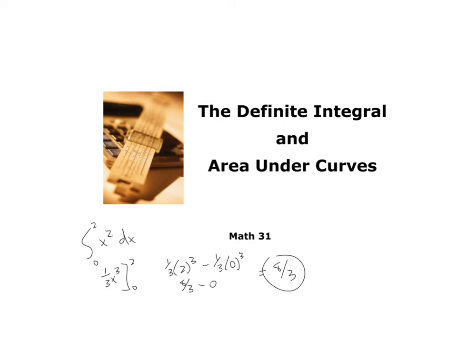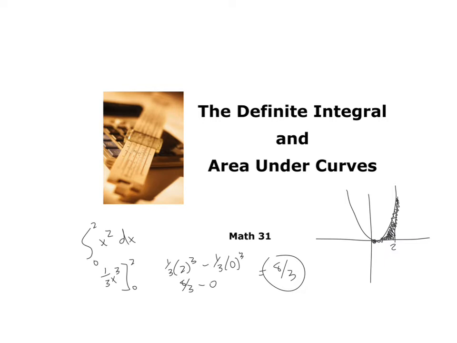So today what we're going to do is figure out what that 8/3 actually means. From a graphing perspective, if we look at this quadratic graph from 0 to 2, this 8/3 is actually telling us the area under that curve from 0 to 2. So we've calculated that entire area.